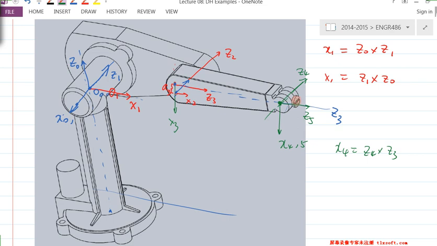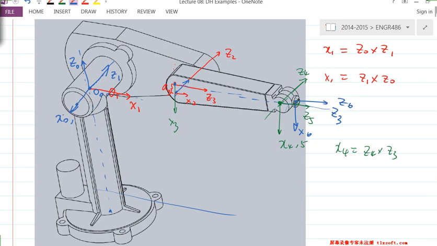Okay, so putting the frames on the robot may not be very clear because you got so many other lines and curves. So what I typically do is I draw another diagram here just to illustrate the frames that we assigned. So for example, here's my first frame, Z0, X0, right? And here is my Z1 and X1, because the two frames share the same origin.